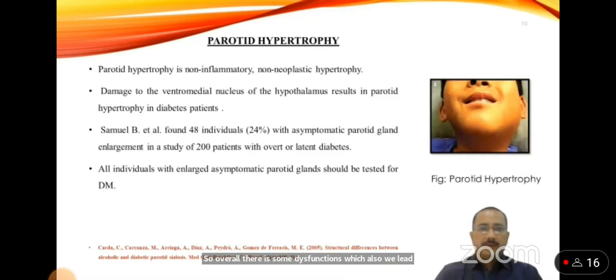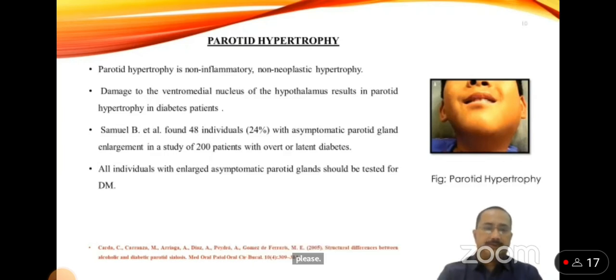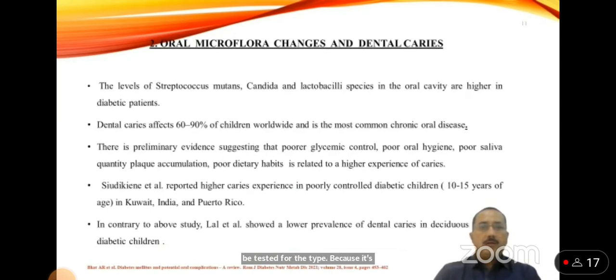One of the very common complications in diabetic children is parotid hypertrophy, which is a non-inflammatory, non-neoplastic hypertrophy. Damage to the ventromedial nucleus of the hypothalamus results in parotid hypertrophy in diabetic patients. Samuel B. et al. found 48 individuals, 24%, with asymptomatic parotid gland enlargement in a study of 200 patients with overt or latent diabetes. All individuals with enlarged asymptomatic parotid glands should be tested for diabetes mellitus because it's quite common. And there are oral microflora changes and dental caries.